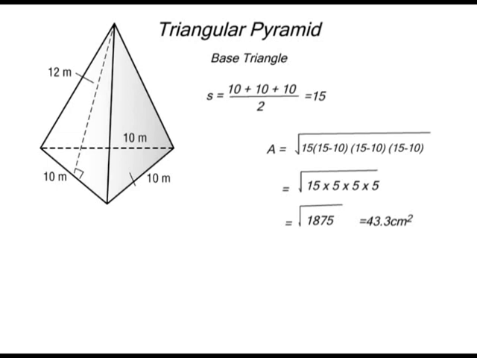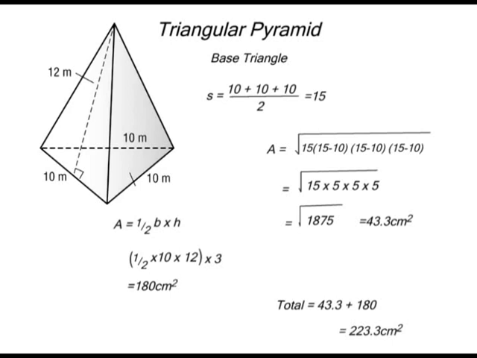The other 3 triangles, area is a half base times height. A half times 10 times 12, and there are 3 of them. That gives us 180. If you add the two, we shall get 223.3 square centimeters.